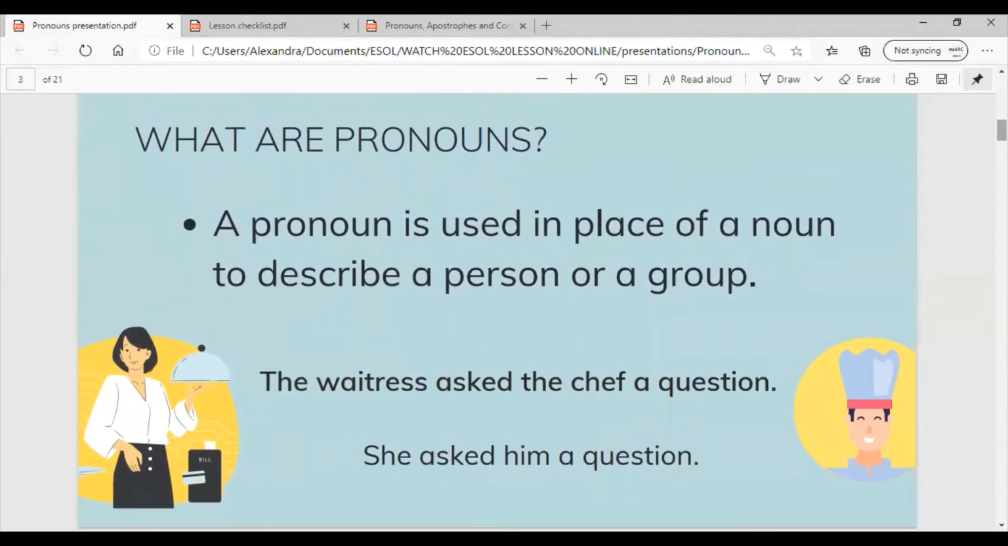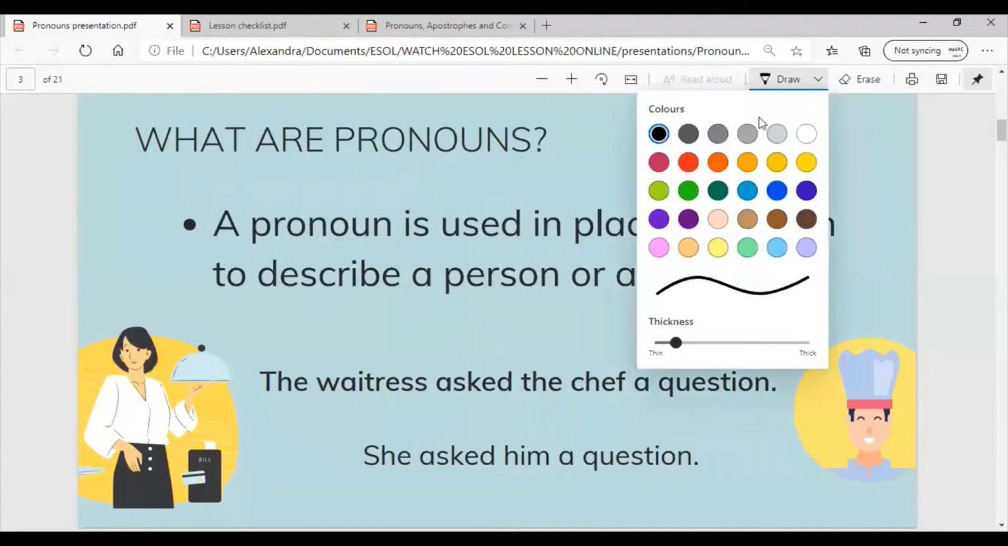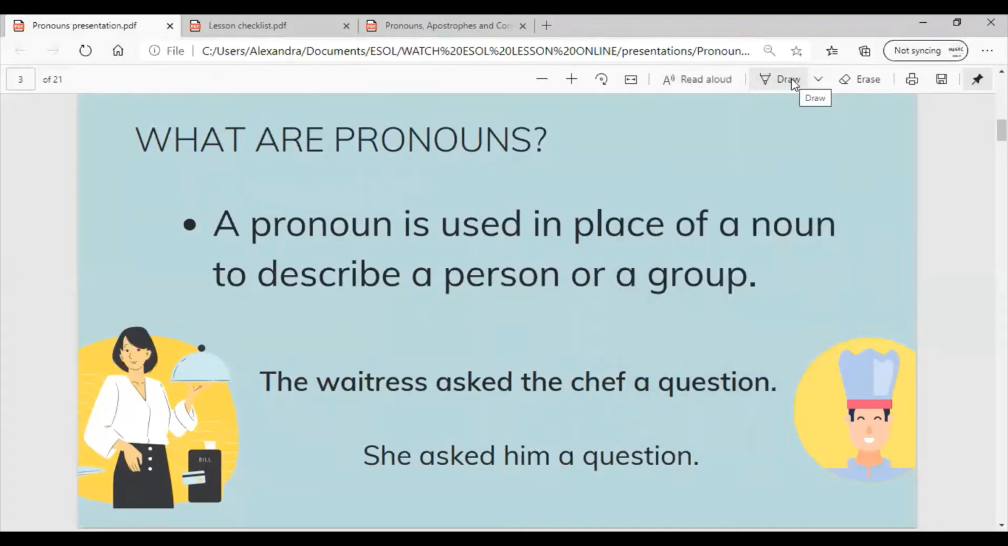So first we'll look at what a pronoun is. A pronoun is used in place of a noun to describe a person or a group. Let's look at this sentence for a start. We've got, the waitress asked the chef a question. So we've got the waitress here asking the chef a question.